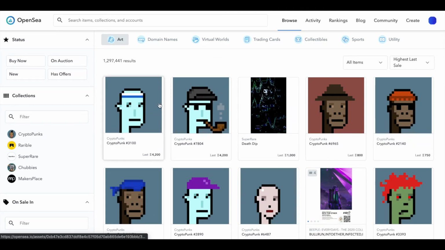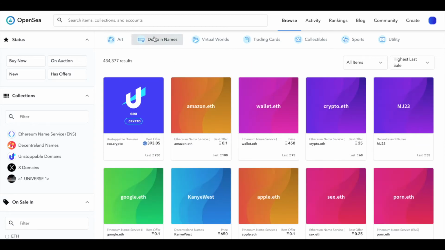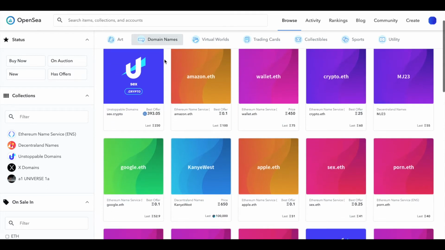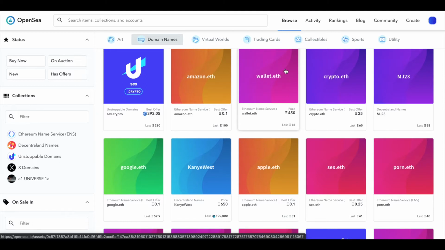Let's look at the other categories now that we've discussed a lot on the collectibles and art side. So domain names are a very interesting NFT category, and the reason for this is they're not like your typical .com or .net domains. These are also payment gateways. You can connect all your crypto wallets to this address. So instead of sending somebody a string of letters and numbers to send you your Bitcoin or your Ether, you can just tell them, send me my Ether on crypto.eth and it'll connect directly to your wallet.